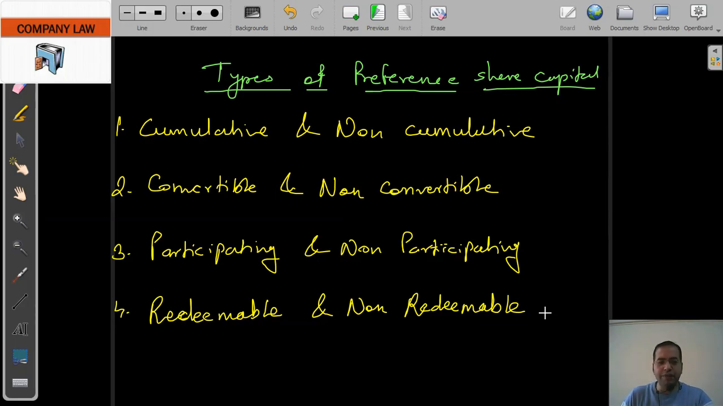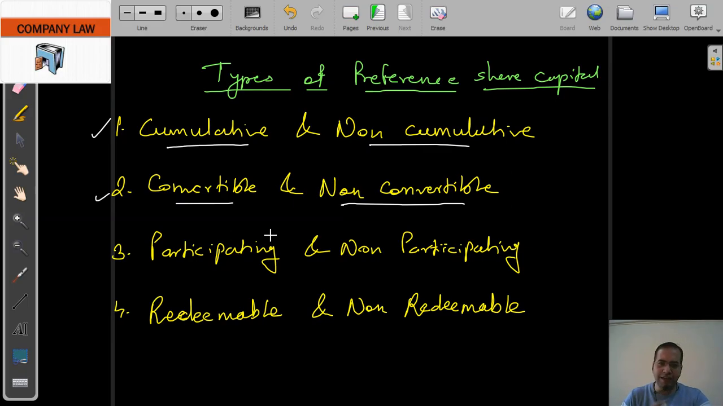Participating and non-participating. Now, participating preference shares have an additional benefit. So see, there are a total of 8 categories of preference shares. Participating preference shares have an additional benefit. What kind of additional benefit? They get the additional right to participate in the surplus profit or surplus assets of the company, beyond the preferential dividend.